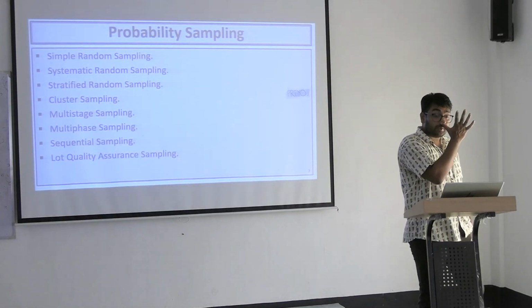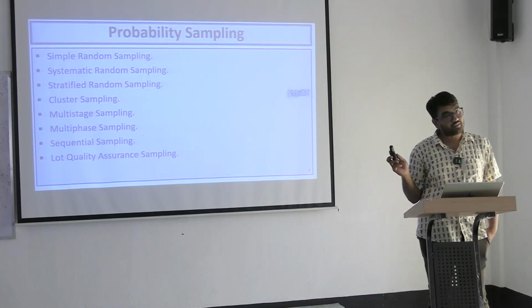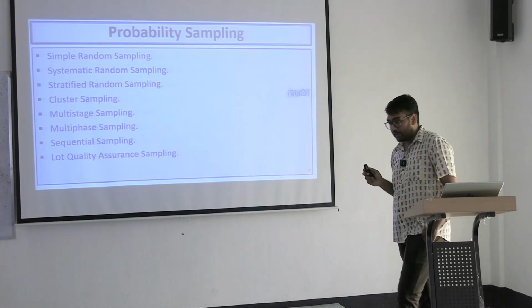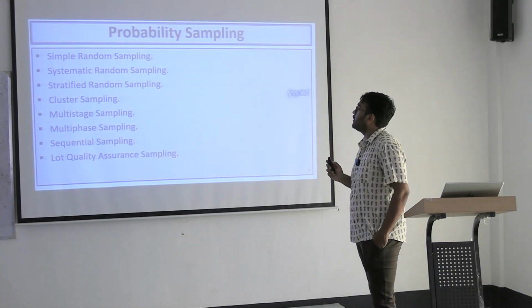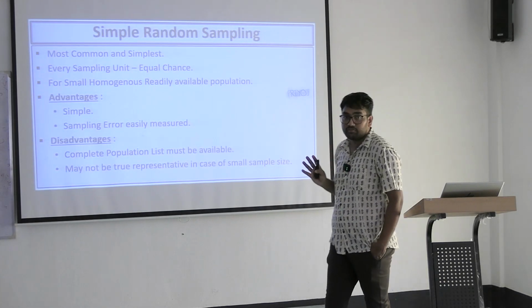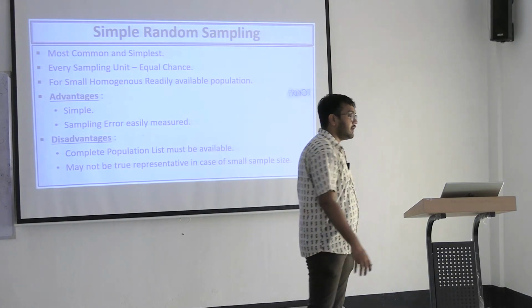Now coming back to our probability sampling. What are the different types of probability sampling? Simple random, systematic random, stratified random, cluster, multistage. I will not discuss all of them, only the ones that are important. First and foremost is the simplest one, which is simple random sampling.